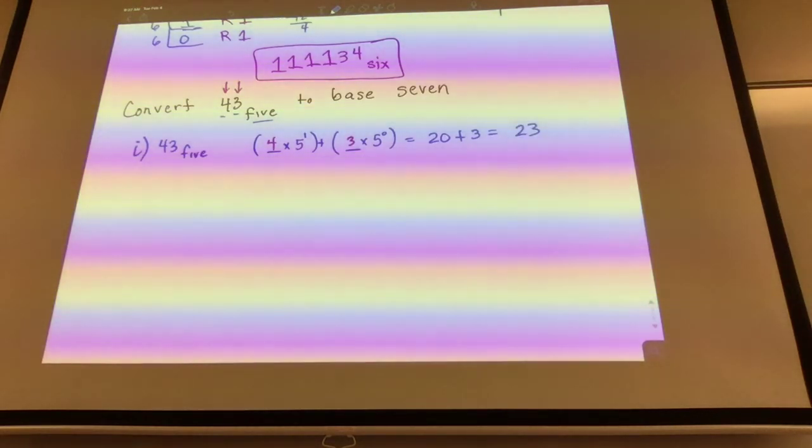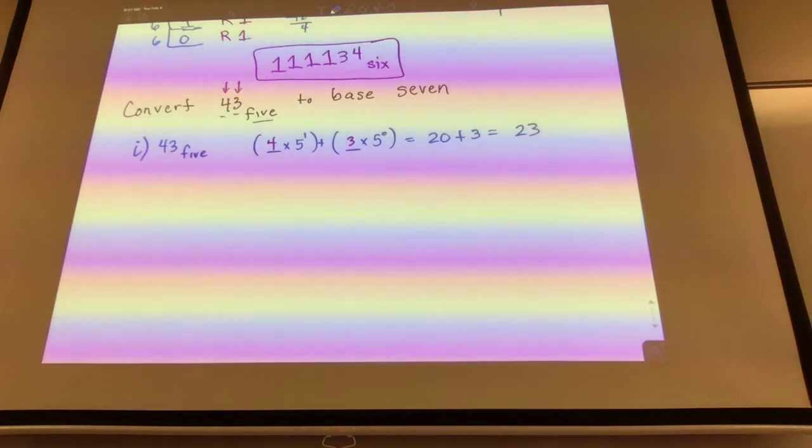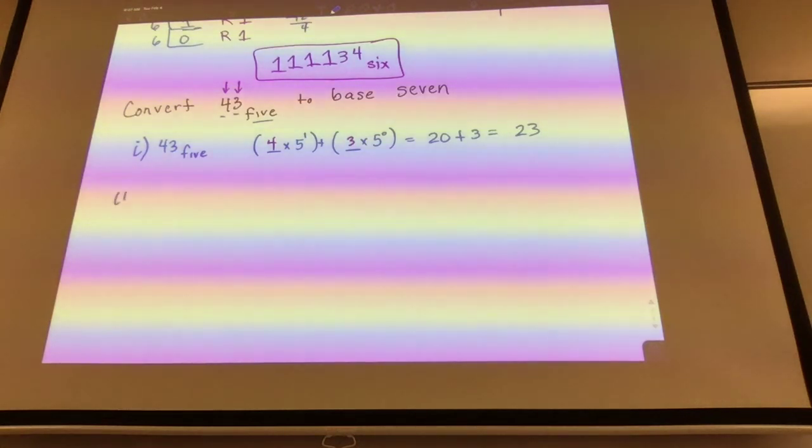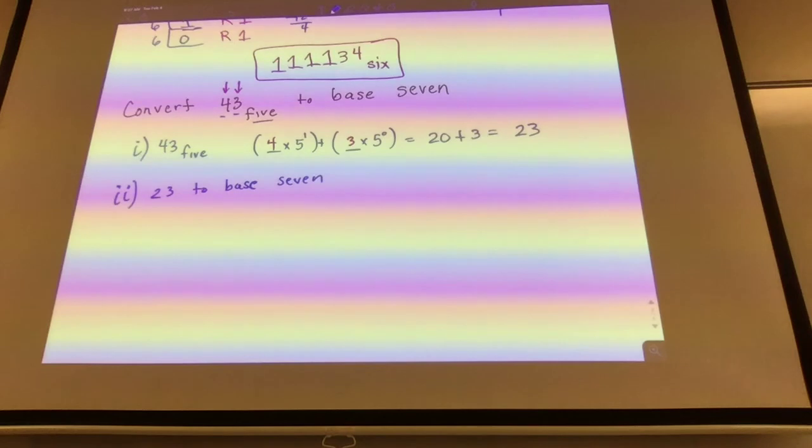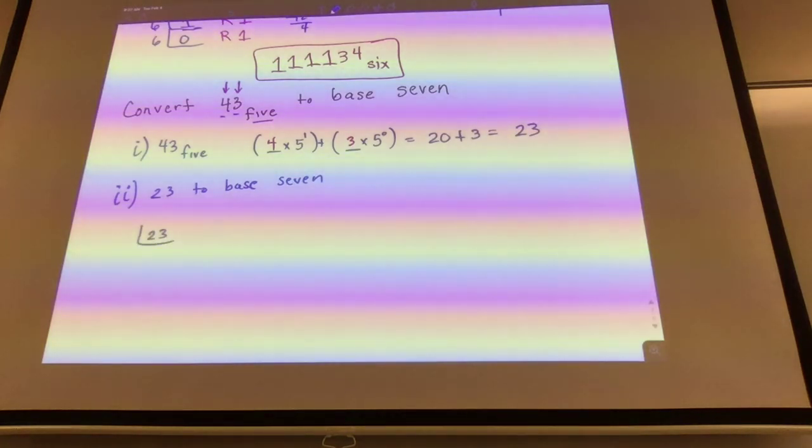Well, now that we have value 23, we can now take that and convert it to base 7 using our method that we just used in the previous one. So for our second part of this, we're going to convert 23 to base 7. So if I take 23, what will I divide it by? 7. Good. And keep doing the same process we did just a minute ago.